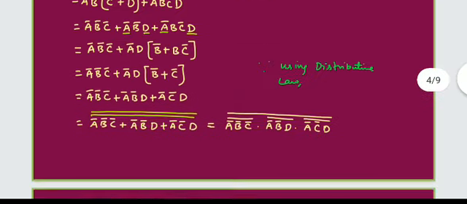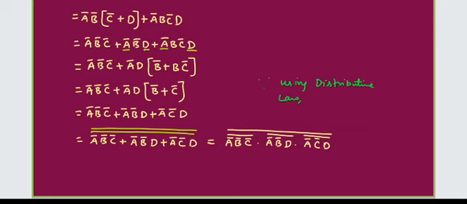Suppose if they ask for NOR gate, what do we need to do? We have to take it in terms of output of NOR. Output of NOR means the terms should be in addition, not in multiplication. If multiplication is there, you have to change it into addition.